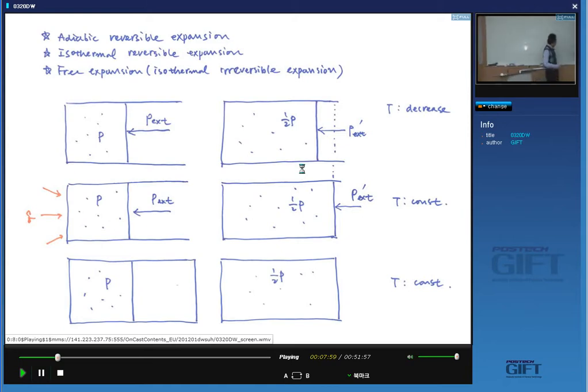So let's go back to the free expansion problem. Here is our box, and when I remove the wall, the gas freely expands to the whole container. So I want to calculate the entropy change related with this reaction. This reaction is irreversible. What is the corresponding reversible reaction? As I mentioned, we can calculate the entropy change of the irreversible reaction by considering the reversible reaction which has the same initial and final state. So what will be the corresponding reversible reaction?